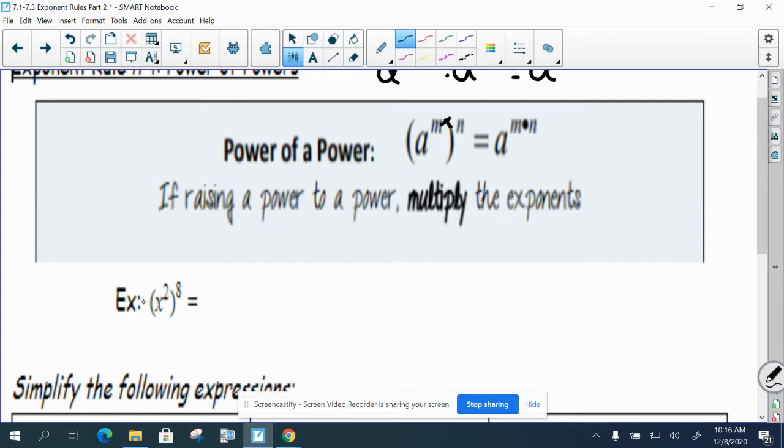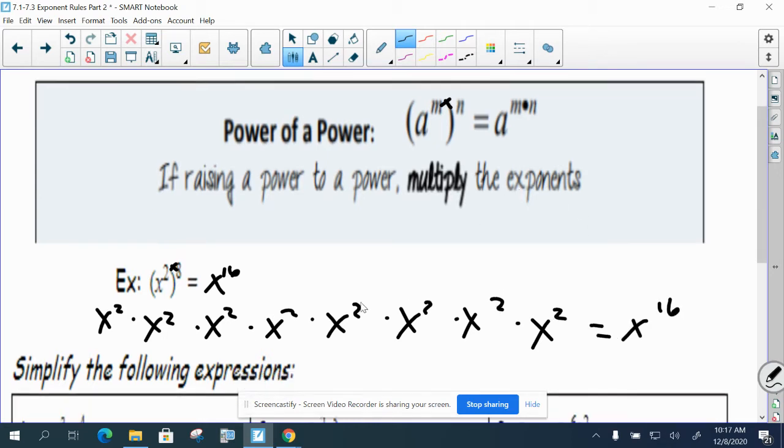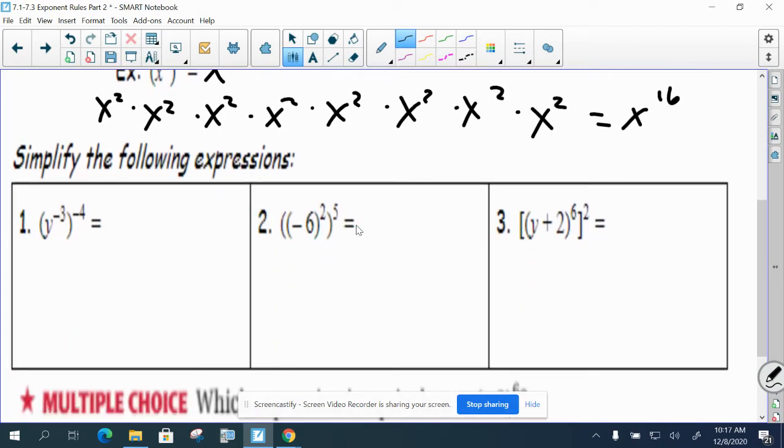The example here is if you had x squared to the 8th power, that would be 2 times 8 is 16, so x to the 16th power. The reason behind that is if you took x squared and wrote it out 8 times, as x squared times x squared times x squared, so 1, 2, 3, 4, 5, 6, 7, and then one more time. And then if you follow the addition rule where you would add 2, 4, 6, 8, 10, 12, 14, 16, you would get x to the 16th. So that's where this rule comes from. So let's go ahead and practice with it.